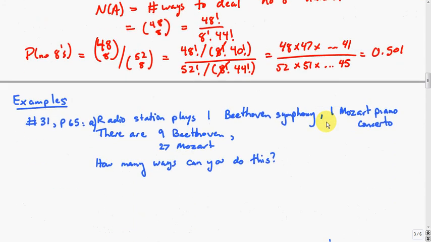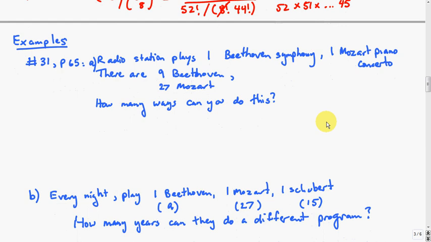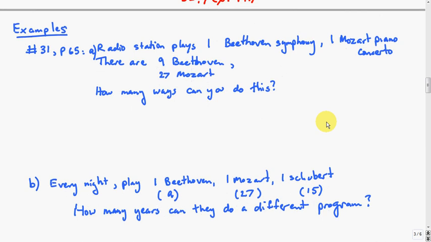So the first one we'll do is number 31 on page 65 of the textbook. In this problem, a radio station plays one Beethoven symphony and then one Mozart piano concerto. Since there are 9 Beethoven and 27 Mozarts, how many ways can you do this? Well, I guess the first thing to think about here is, does order matter? Because that often determines how we approach this problem. In this case, I would say it does, because it matters which thing you play first. So order matters here.